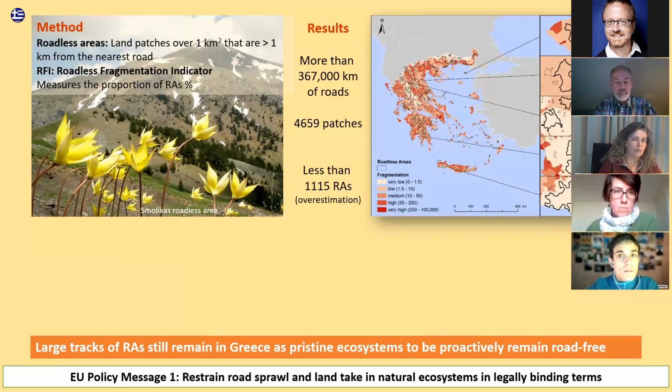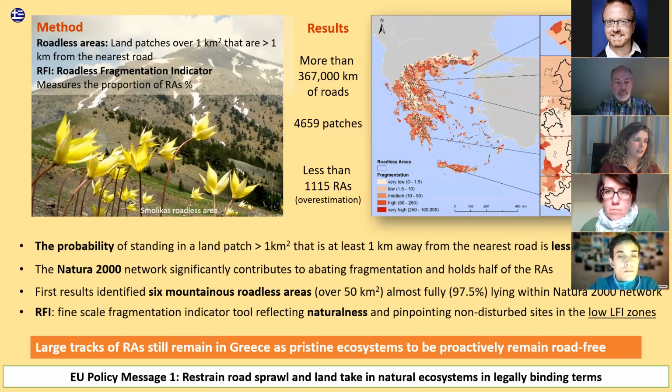And here are the results of the research. The fragmentation problem of Greece: we have fewer than 1,115 roadless areas, and 6 large roadless areas have remained. The probability of standing in a roadless area on this land is less than 5%. The Natura 2000 network has functioned quite well. It has significantly contributed to abating fragmentation and holds about half of the roadless areas. The first results identified these 6 mountainous roadless areas, over 50 square kilometers, that should be preserved as distinct conservation targets for Greece. And finally, the indicator, the RFI, was found to be highly correlated with naturalness.